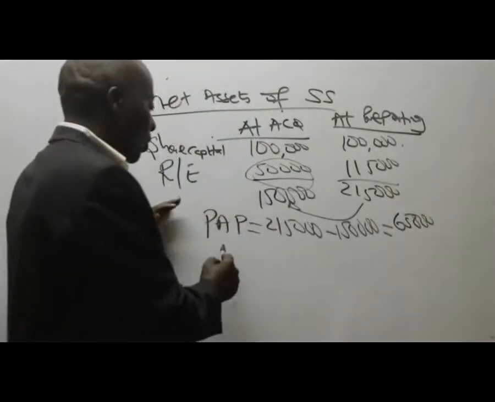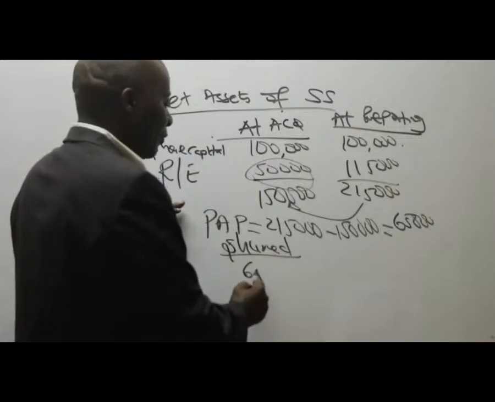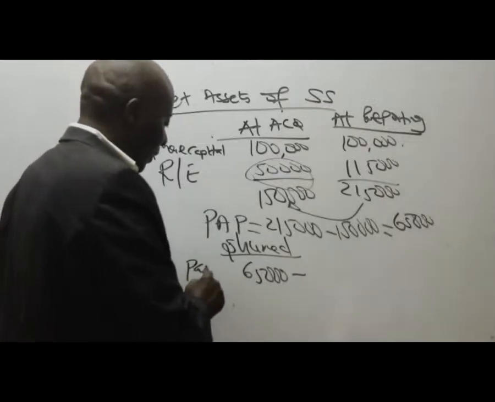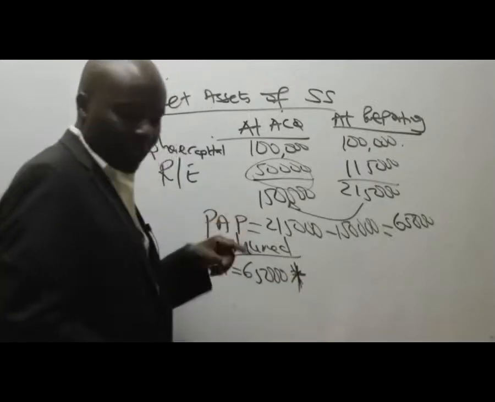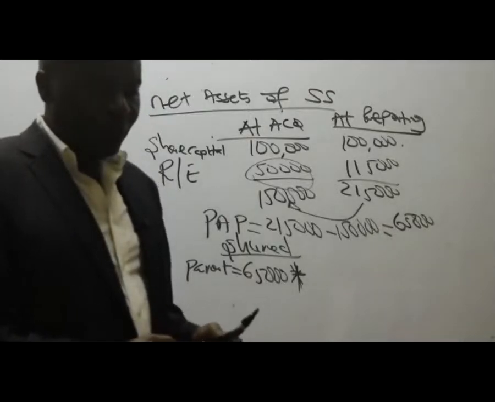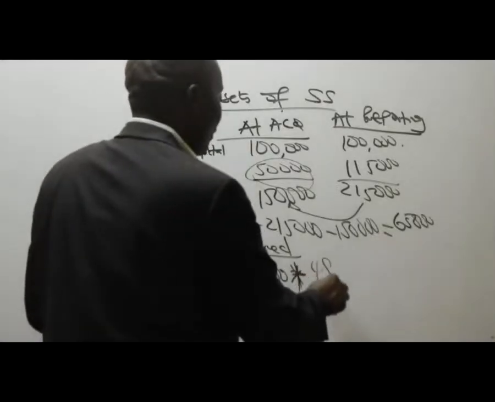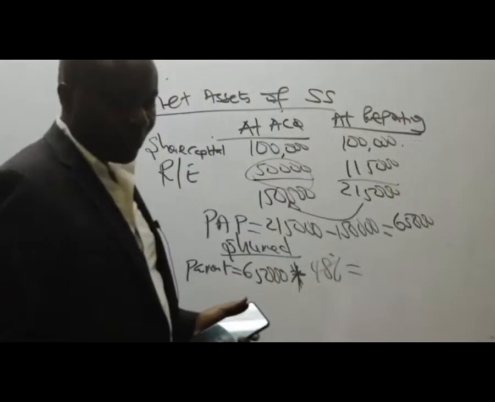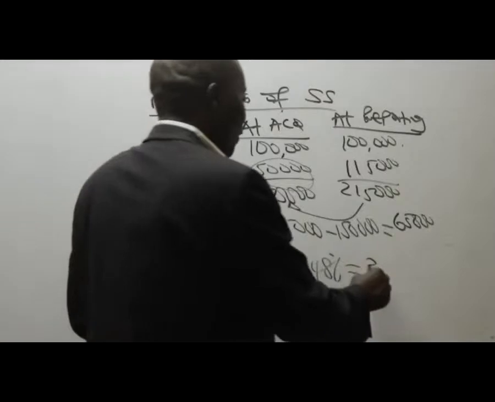Share it out as follows. So we have 65,000. The parent will get 65,000 times what percentage? You remember the SS percentages. Who remembers them? 48%. So the parent takes 48%. Please give me this answer: 65,000 times 0.48 gives me what figure? 31,200. Thank you very much.